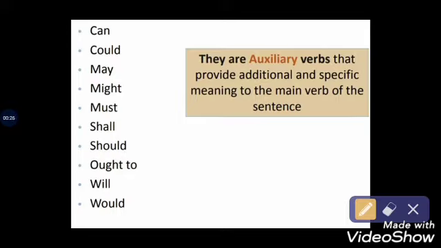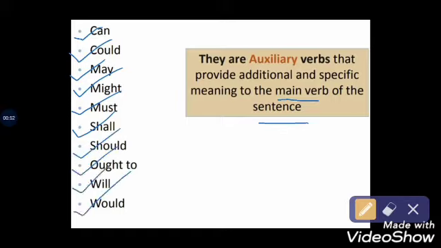Modals are auxiliary or helping verbs that provide additional and specific meaning to the main verb of the sentence, okay? The commonly used modals are can, could, may, might, must, shall, should, ought to, will, would. These are all that we commonly use in our English, okay?